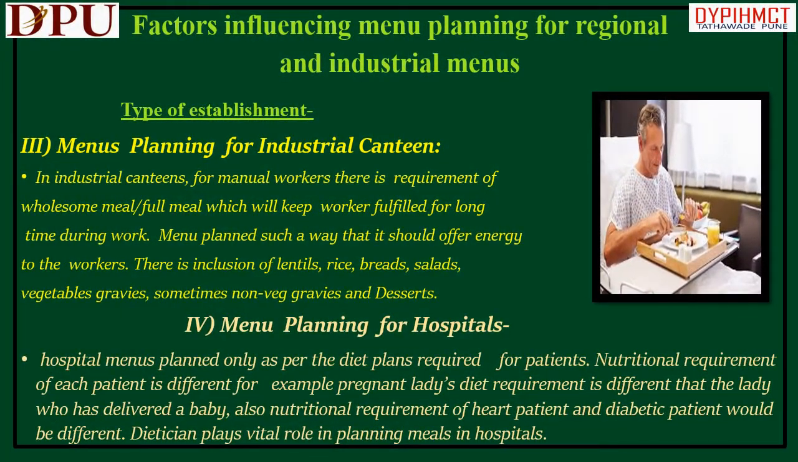Menu planning as per type of establishment continues as follows. Menu planning for industrial canteen. In industrial canteens, for manual workers there is a requirement of a wholesome meal or full meal, which keeps the worker fulfilled for a long time during work. Menus are planned in such a way that they offer energy to workers. There is inclusion of lentils, rice, breads, salads, vegetables, gravies, sometimes non-veg gravies and desserts.